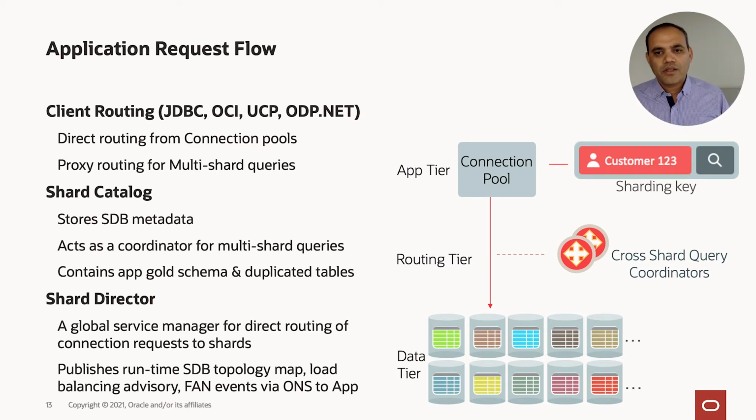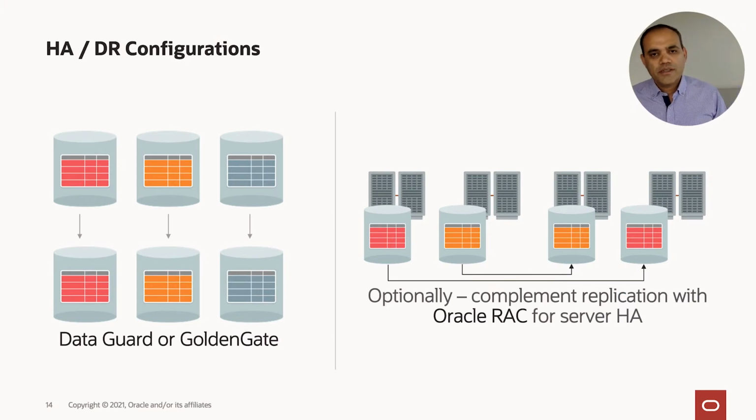Additionally, shard catalog also acts as the multi-shard coordinator, and that itself is a horizontally scalable component, which means we can add more nodes to scale the query coordinator. If you have a lot of multi-shard queries, we can just horizontally scale the multi-shard query coordinator by adding more of them. There is no single point of failure in this configuration.